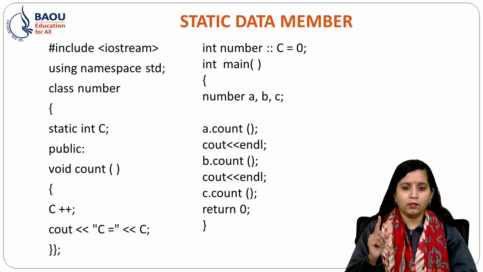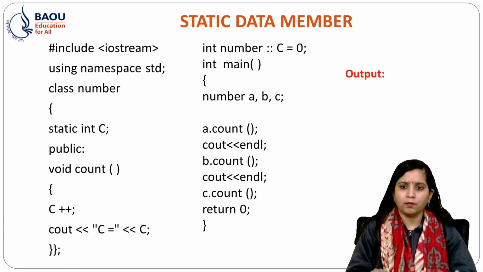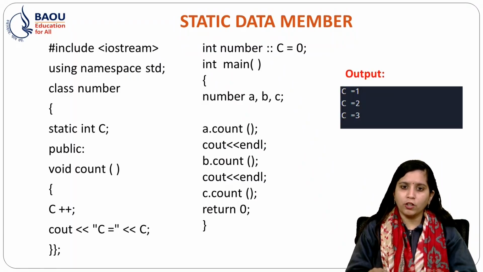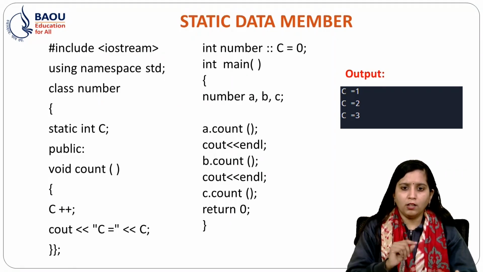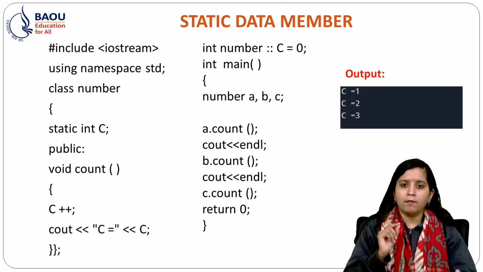So over here at A dot count, my void count has been called, and C plus plus. At first it has shown 1, B dot count 2, and C dot count 3. Why? Because initially number C is 0, and when I call the count function, my C variable is incremented.